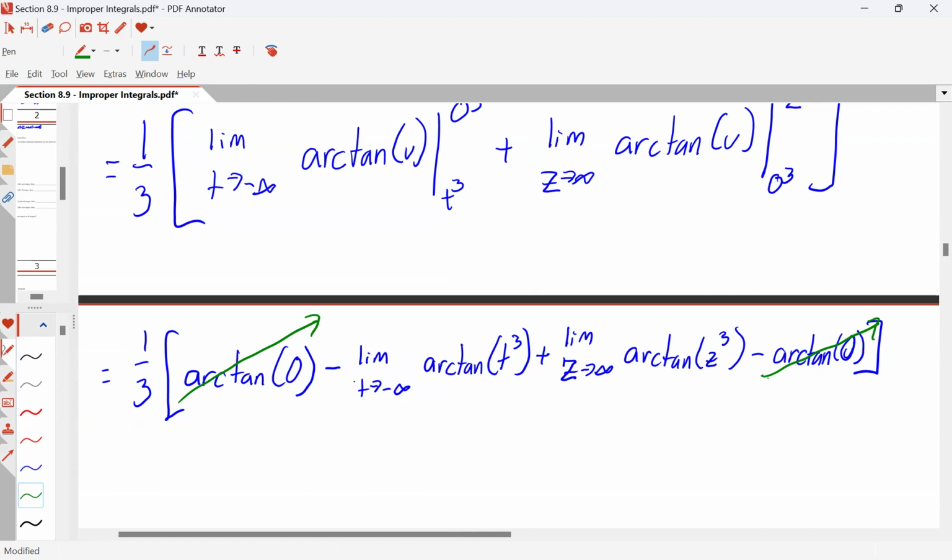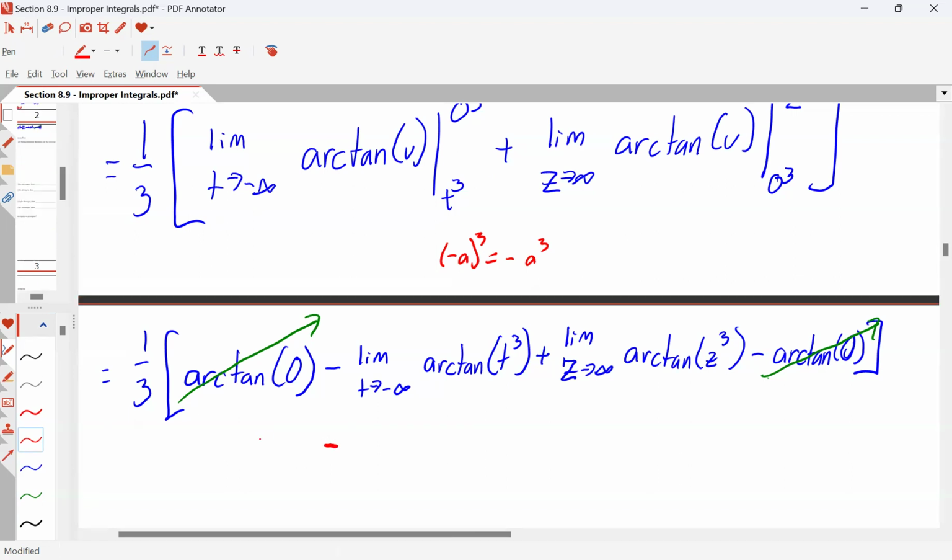Now, the limit as t goes to negative infinity of arctan of t cubed: if I cube a negative number, it is still negative. So negative a cubed is still a negative number. So this would be like we were still going to negative infinity. The cube does not suddenly make this positive.